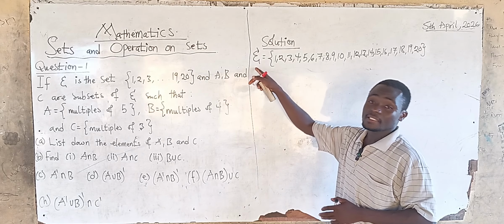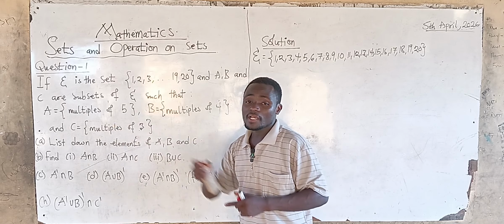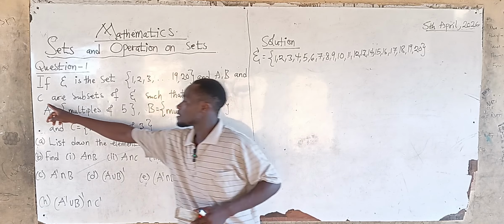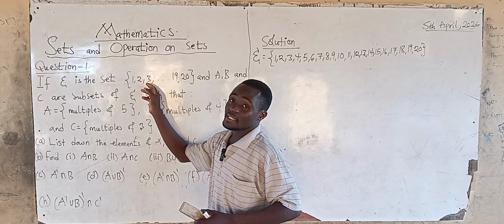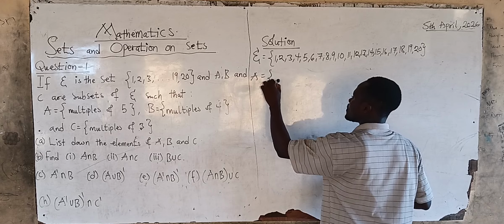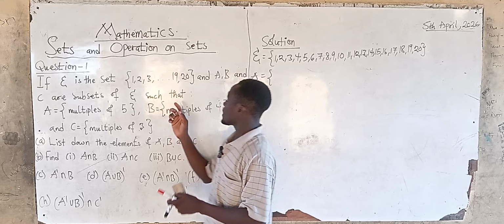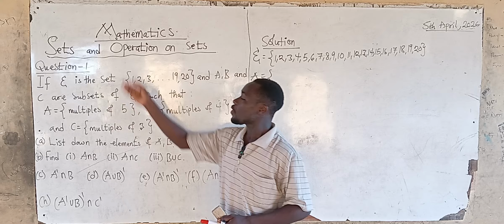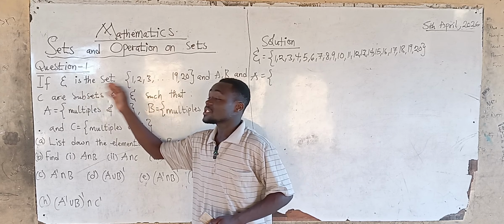So here we are listing it down for you to know that these are the elements of the mother set. Now let's start by listing down the elements of the set A, which includes multiples of 5. Remember that it was stated in the question that A, B, and C are subsets. When we say A is a subset of the mother set E, that means all the elements of the set A, which are the multiples of 5, should be found within the set what? The set E, which is the universal set.